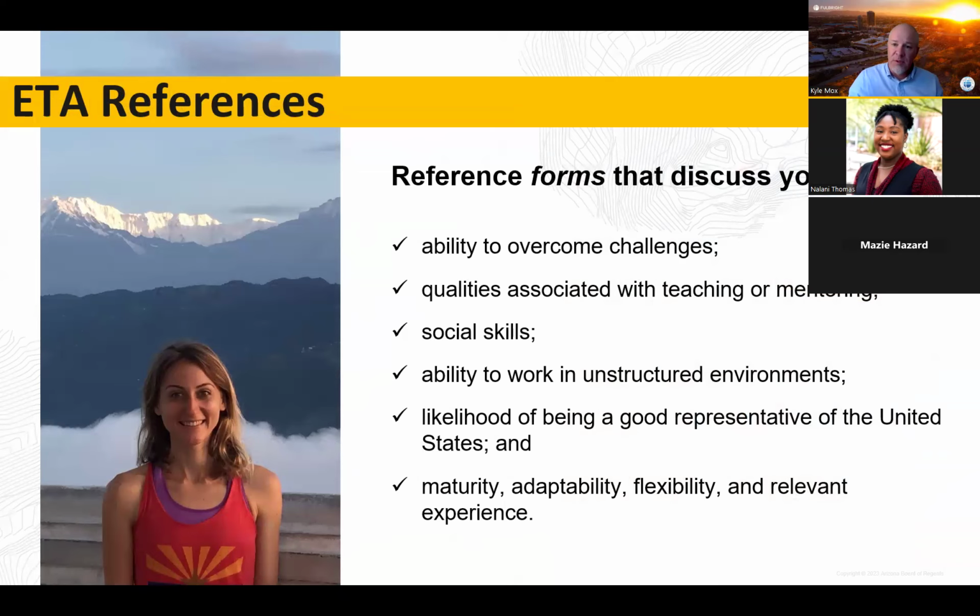Now, the ETA reference forms, the questions in this form are set, and you can actually look at this if you access the instructions. But the forms essentially are going to ask the reference to discuss your ability to overcome challenges, qualities associated with teaching or mentoring. You don't necessarily have to have had teaching or mentoring experience, but they would like to know, do you have what it takes? Your social skills, ability to work in unstructured environments, likelihood of being a good representative of the United States, and again, those things that we talked about: maturity, adaptability, flexibility, and any kind of relevant experience.